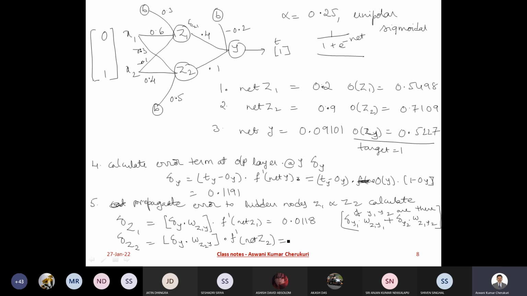So now tell me, what is the value for del z2, the error term at z2? 0.002.